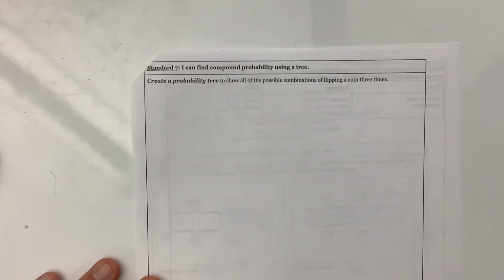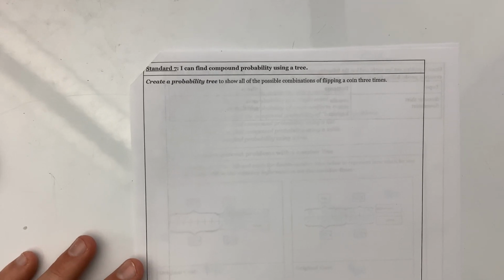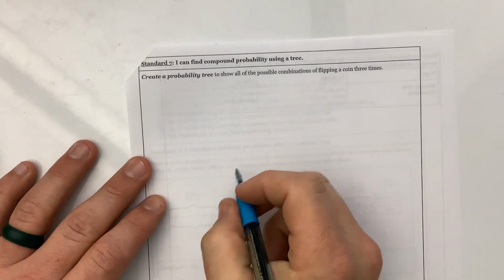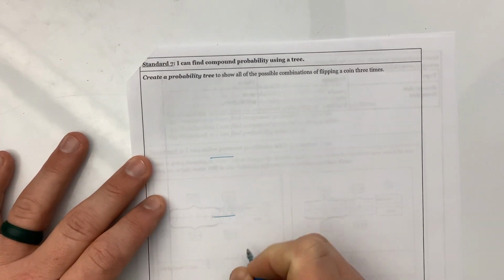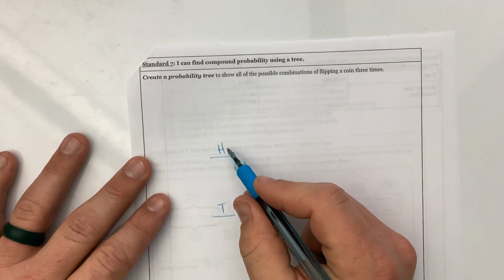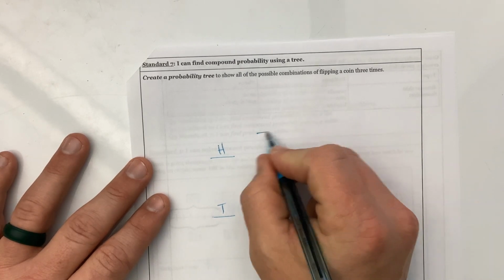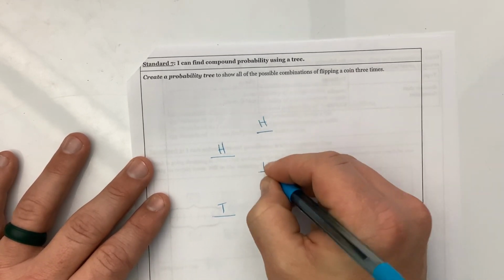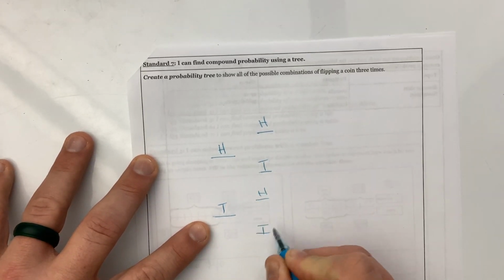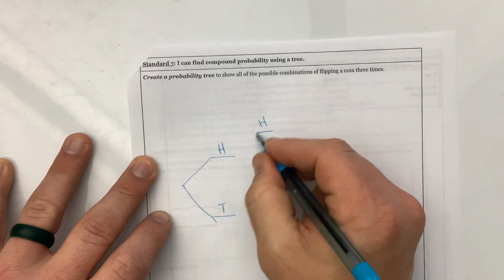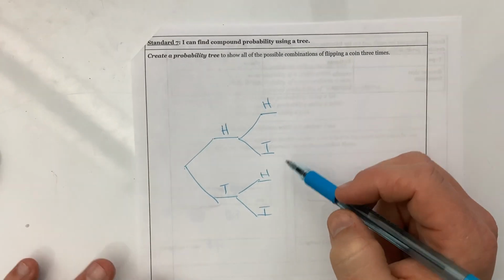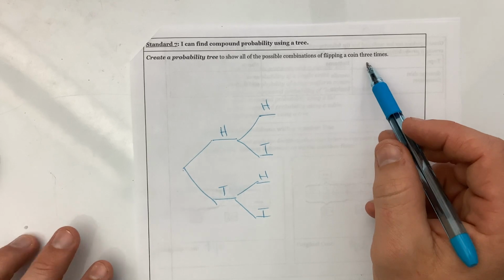Here we are, the tree. Create a probability tree to show all of the possible combinations of flipping a coin 3 times. The first time I flip the coin, there are 2 possible outcomes, heads and tails. The second time I flip the coin, if I got heads the first time, there are 2 outcomes. I can get heads or tails. If I flip tails on the first one, I can get heads or tails. So this is a tree for flipping 2 coins, or 1 coin twice.